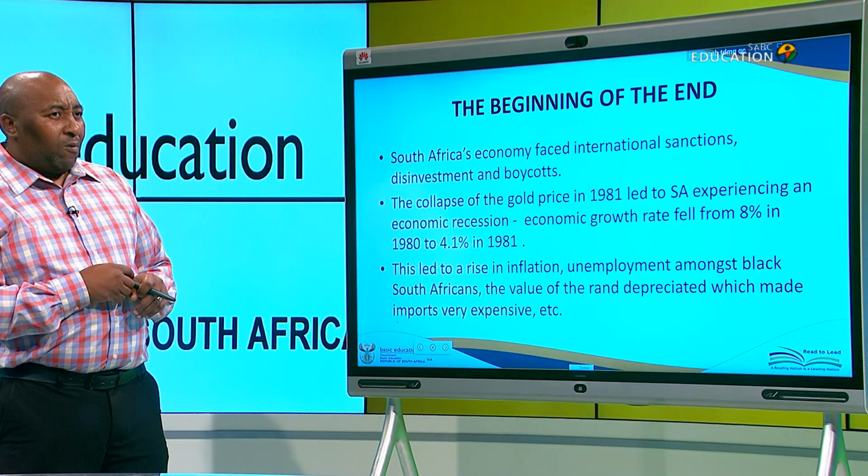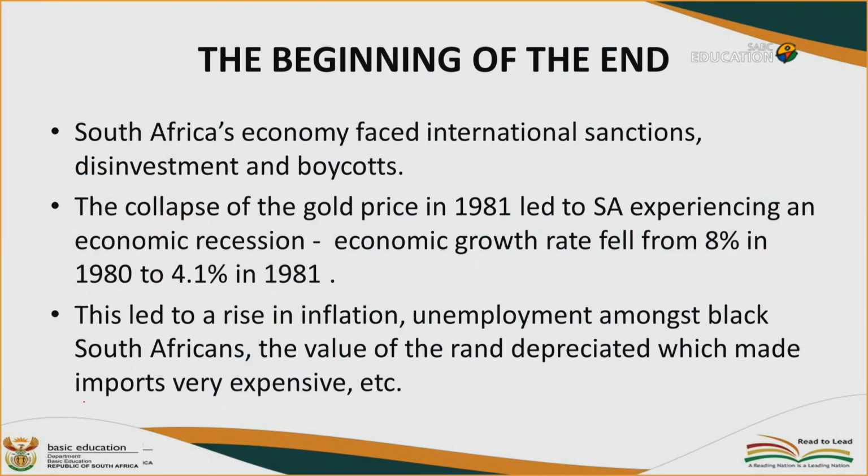Now, South Africa's economy was faced with international sanctions, disinvestment, and boycotts. The collapse of the gold price in 1981 led to South Africa experiencing an economic recession. And the economic growth fell from 8% to 4% in 1981. From 8 to 4, an indication that the collapse had an impact on the government.